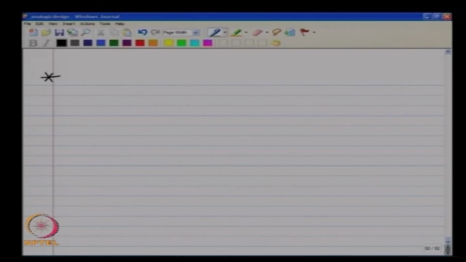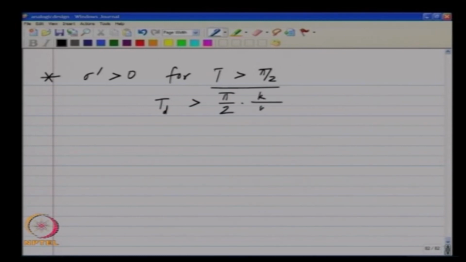So, another important thing that we notice is that there is at least one value of sigma prime which is more than 0, which means one value of sigma which is more than 0 for tau greater than pi by 2, which means that the delay Td is greater than pi by 2 times k by omega u, and pi by 2 we know is approximately 1.5 k by omega u. We have all along been saying that if you have a delay that is very large, the system will become unstable. Now, we know exactly how large that is.